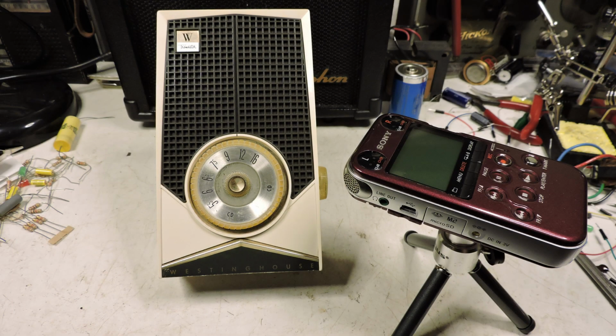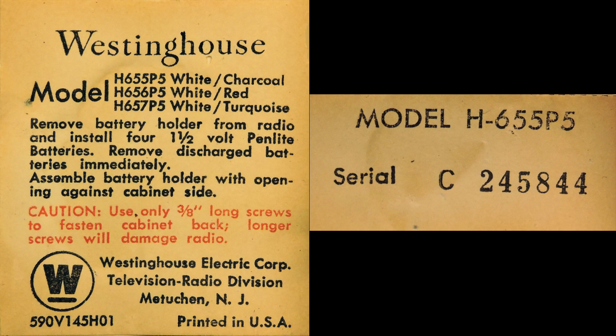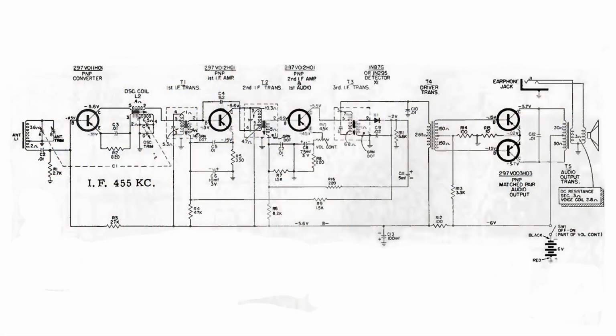Here's the Westinghouse transistor radio that I'm going to replace a couple of electrolytic capacitors. This is the back cover of the radio, and these are the stickers that are on the cover. And you can see that this model is an H655P5. Now here's the wiring diagram of this radio.